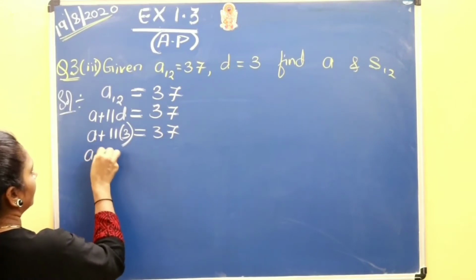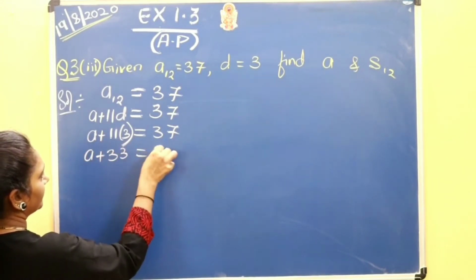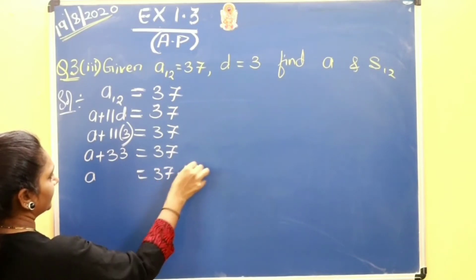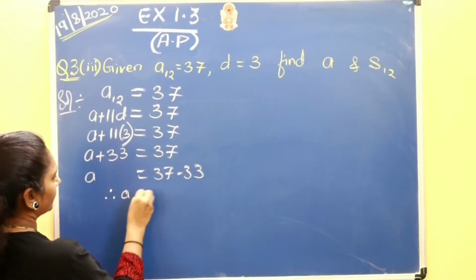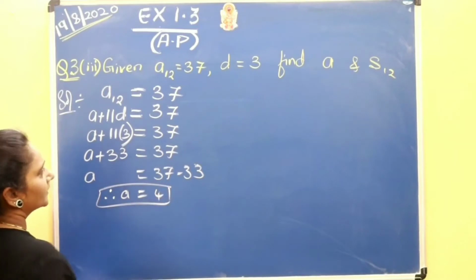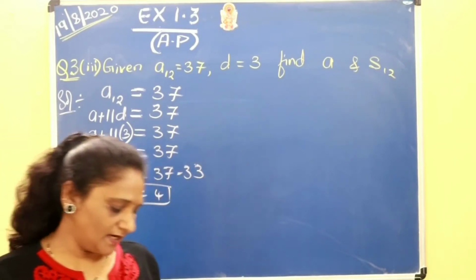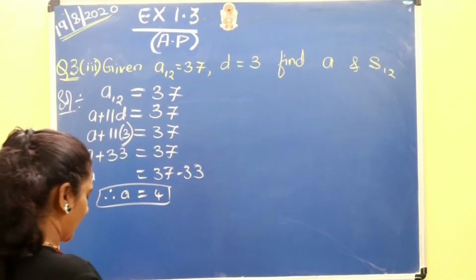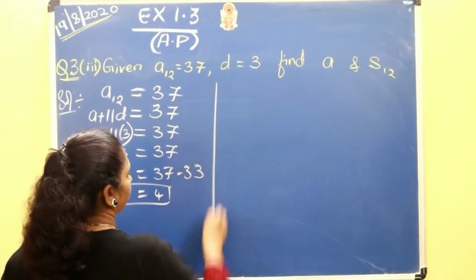A plus 33 is equal to 37. A is equal to 37 minus 33. Therefore, a is equal to 4. They have asked you to find out a. We have got a is equal to 4. Now we have to find out S12.